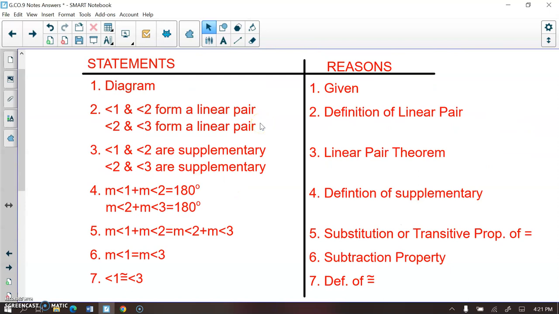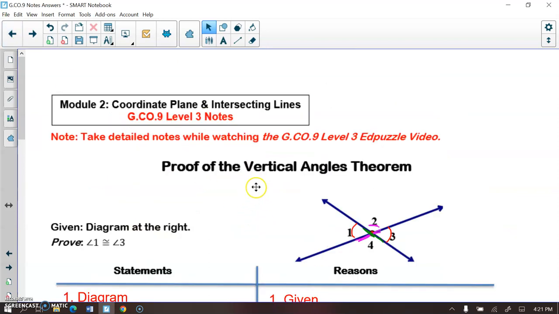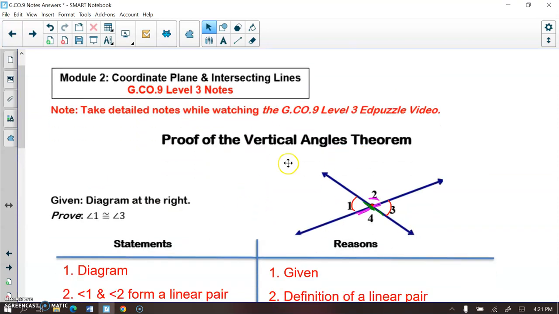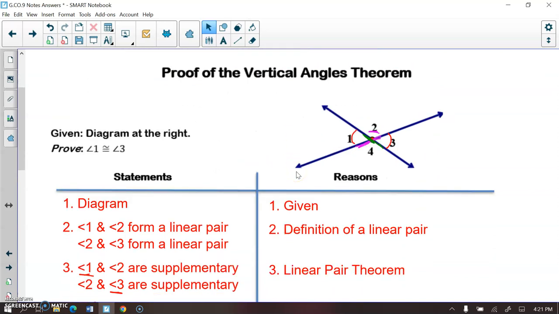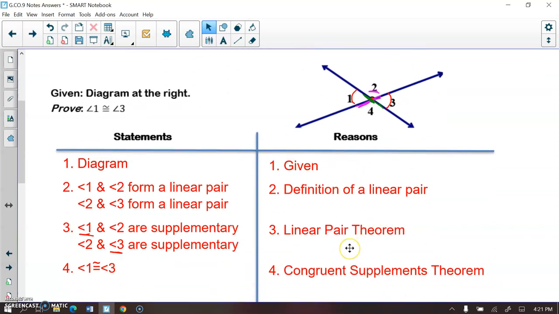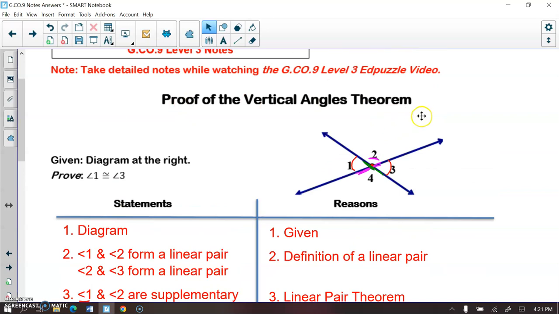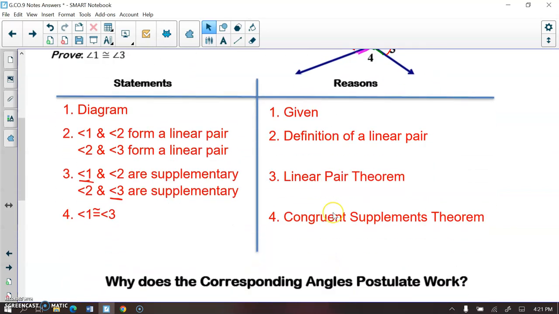This is an alternative proof. And while it is longer, it is more algebraic. So if you prefer the algebraic proofs, you can go ahead and use this proof to prove the vertical angles theorem. Now, when we're proving a theorem, we cannot use it in the proof. So notice I did not use vertical angles in the proof because I can't. I'm trying to prove that theorem.